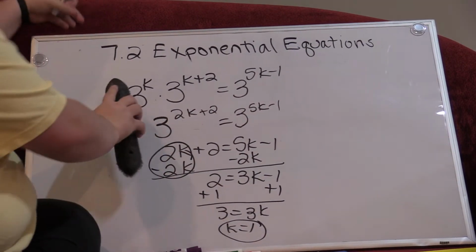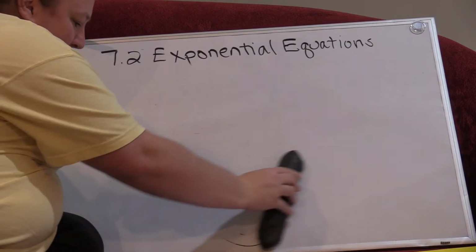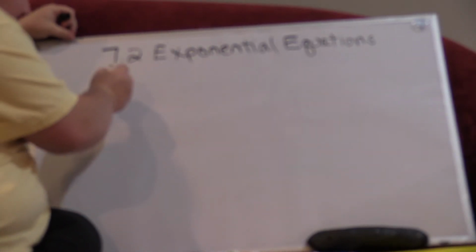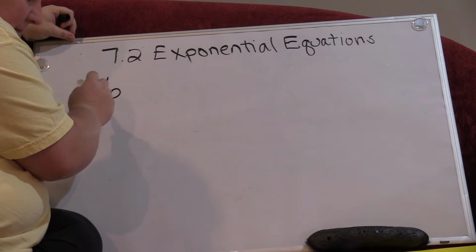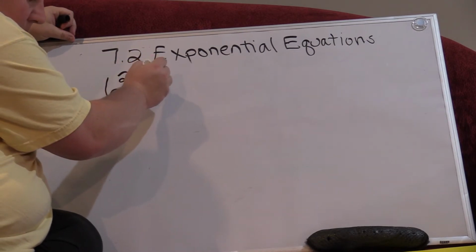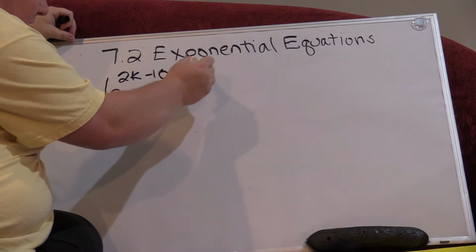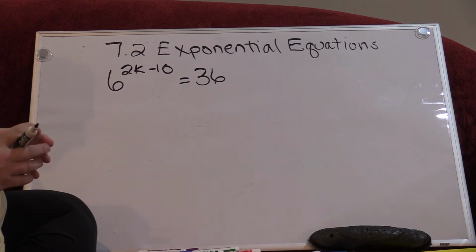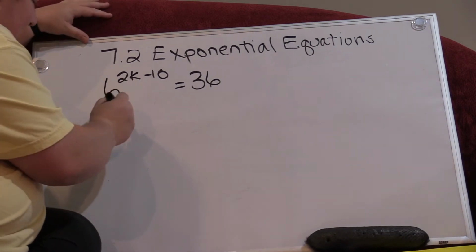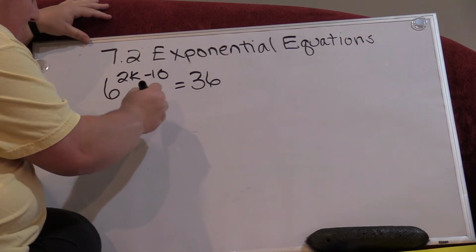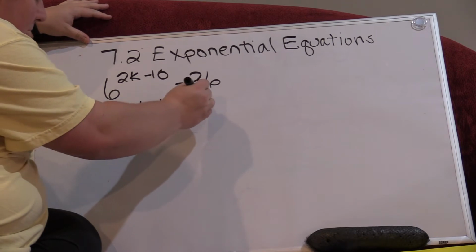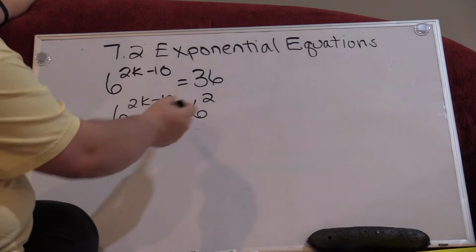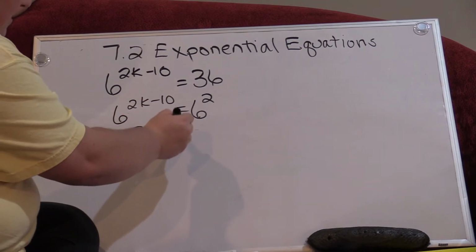So now we've done a couple basic ones. Let's look at what happens when my bases are not the same. So I get something that looks like this. 6 to the 2k minus 10 equals 36. 6 and 36 are not equal. But can I make 36 have a base of 6? Yes, I can. So this becomes... now they have the same bases. And when the bases are the same, the exponents have to equal each other.